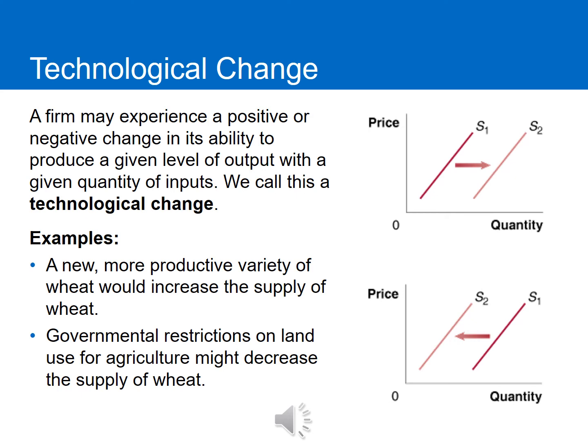On the other hand, let's say in farming, there are new government restrictions being placed on land use for agriculture. This could decrease the supply of wheat because there's less land that's able to be used for growing wheat. In this case, this will decrease the supply curve. It will move it to the left. So the supply curve will shift from S1 to S2.